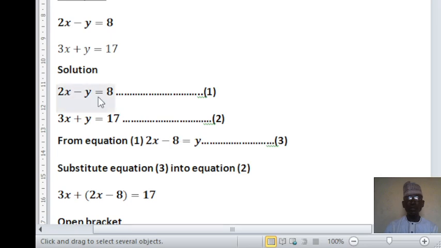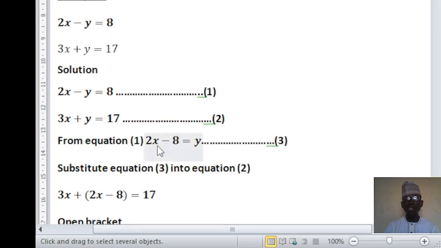How do we do that? Number 1, from equation 1, we make y the subject of the formula, by collecting the like terms. We take minus y and cross it to the other side, it becomes positive y, and we take positive 8 to the left hand side, which makes it 2x minus 8. From equation 1 we have equation 3.